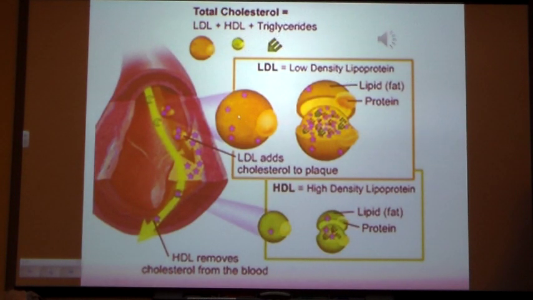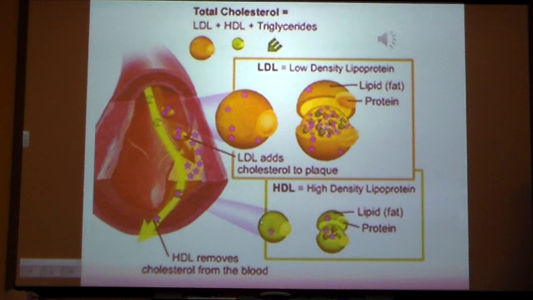Now cholesterol is actually transported in the bloodstream in little vesicles, either in the form of HDL or LDL. HDL stands for high density lipoprotein. LDL stands for low density lipoprotein. Because cholesterol is a hydrophobic substance, in order to transport it from one area of the body to another area of the body, your body actually packages it into these little micelles.